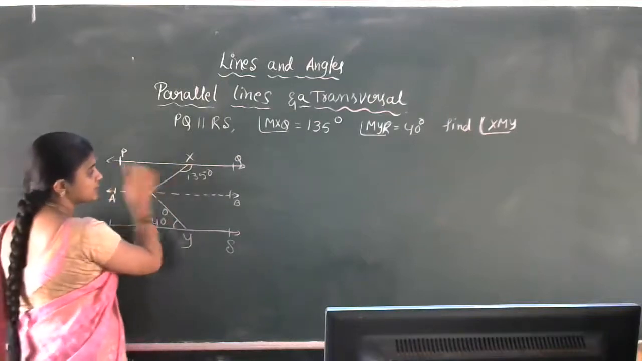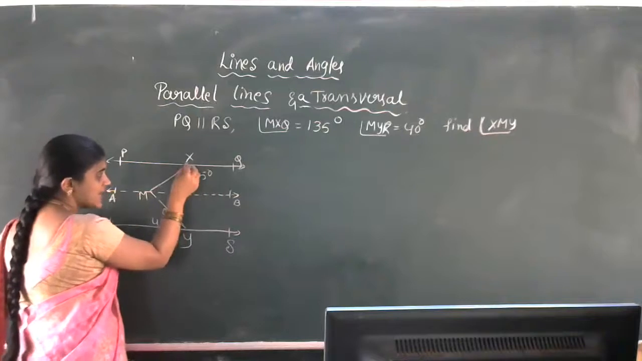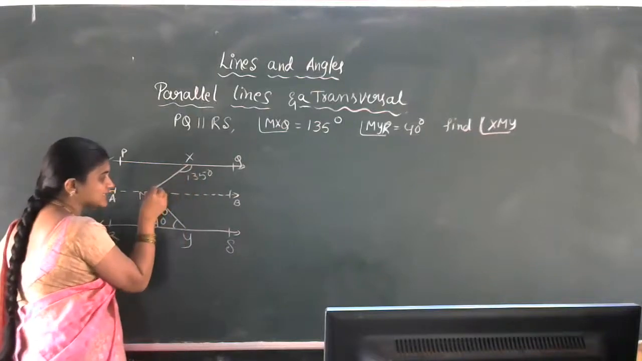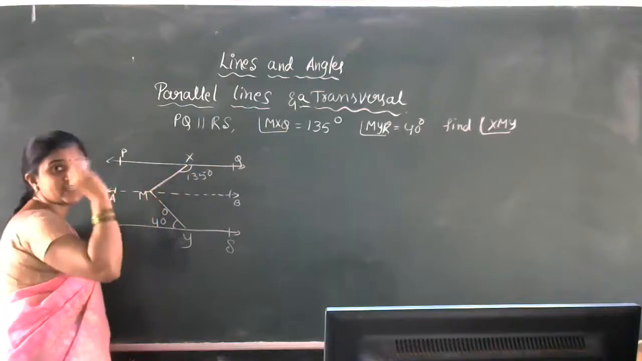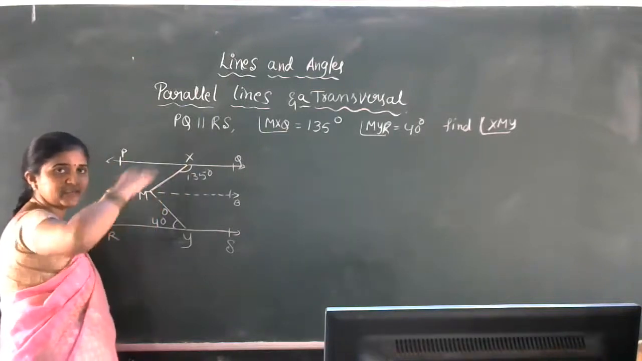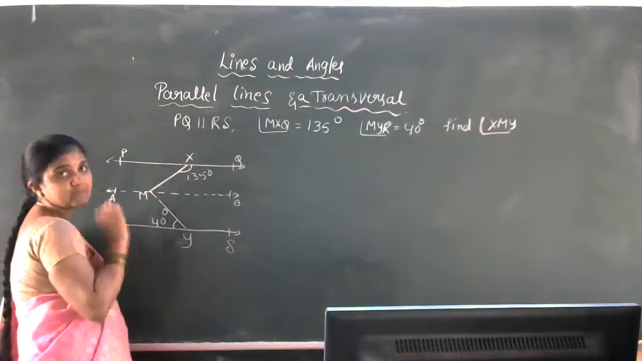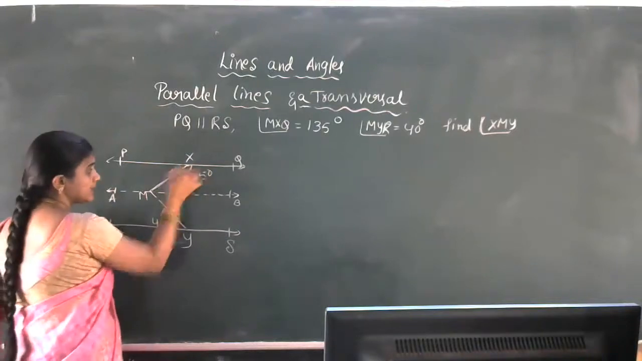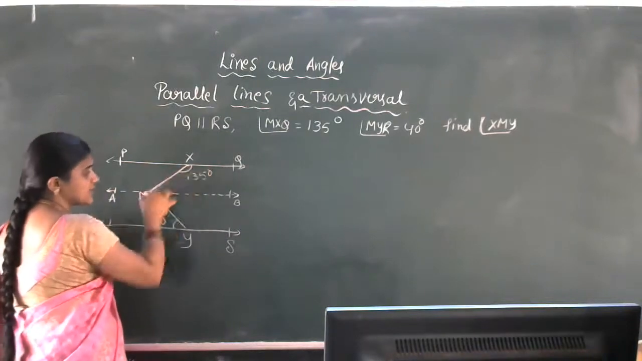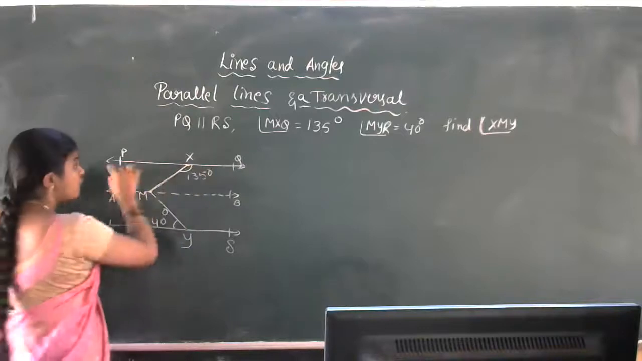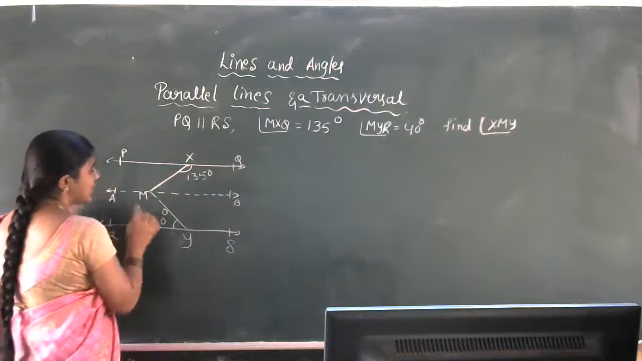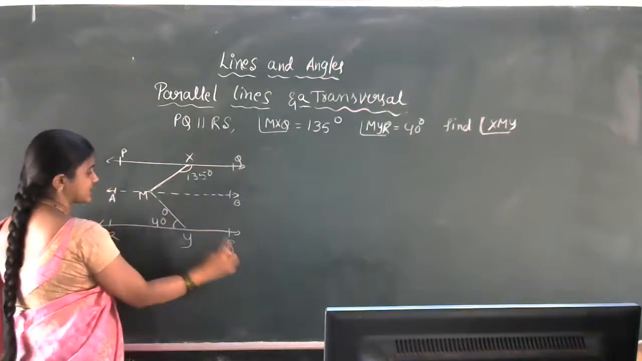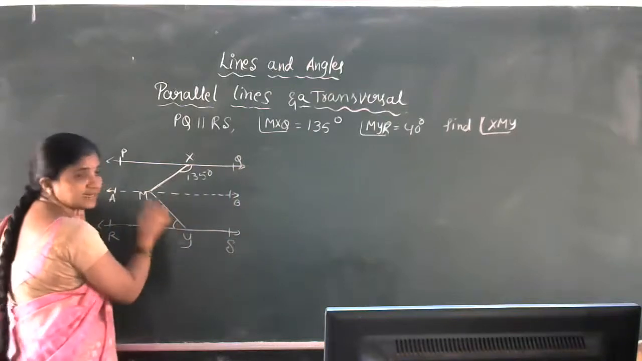Now are you observing this line is parallel to this? This acts like a transversal. A transversal is a line that intersects parallel lines at two distinct points. Here this line touches, so we can choose it as a transversal. For PQ and AB lines, this acts like a transversal. Now for AB and RS lines, this MY acts like a transversal.